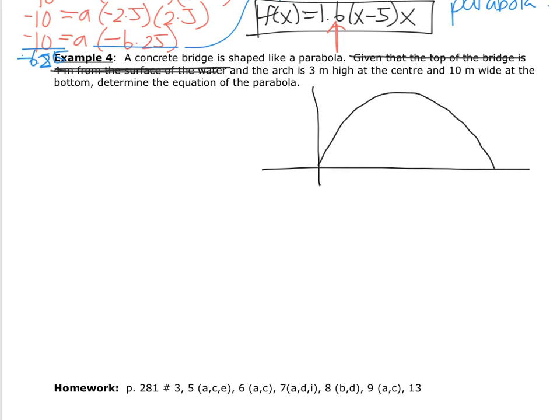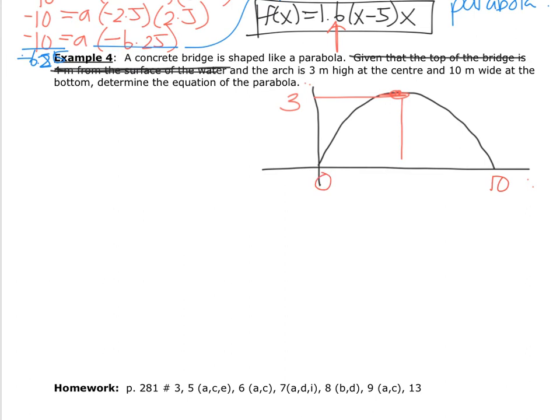We're given that the arch is 3 meters high at the center. So that's really telling us this highest point has to be 3 meters. If this is our horizontal distance here and this is our vertical height, okay, so our vertical height is 3. And the parabola is 10 meters wide, which means that we can make this 10 and we can make this 0. So really, we've got a ton of information here.